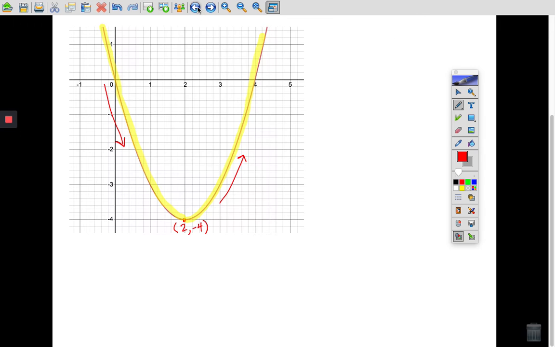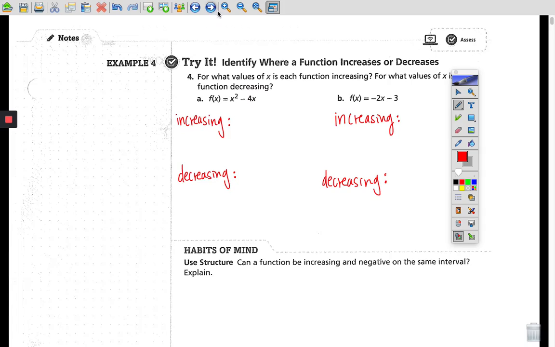Alright, so let's get back to here. We look at our x-axis. So we were decreasing from negative infinity to positive 2. That was my decrease, from negative infinity to positive 2. I was decreasing, negative infinity to positive 2, because we were just paying attention to our x values.